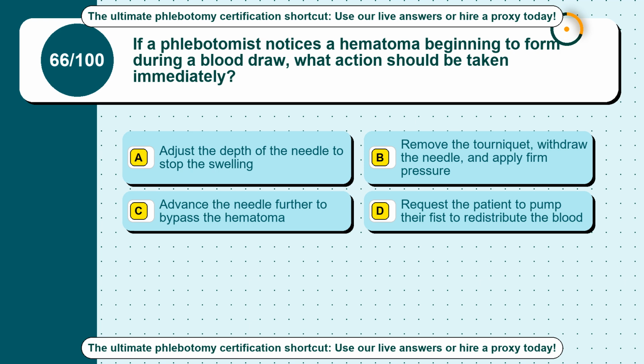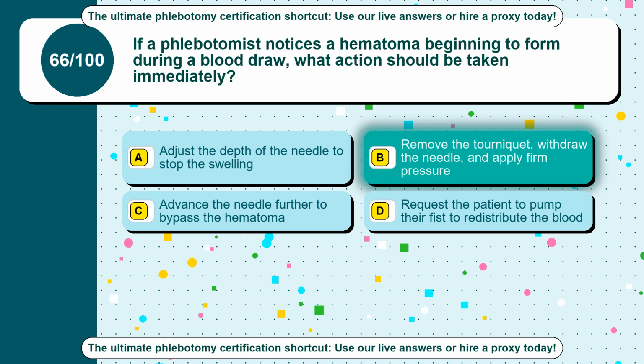Option C, advance the needle further to bypass the hematoma. Option D, request the patient to pump their fist to redistribute the blood. The correct answer is option B, remove the tourniquet, withdraw the needle, and apply firm pressure.